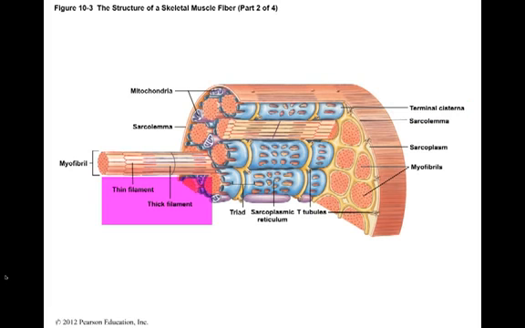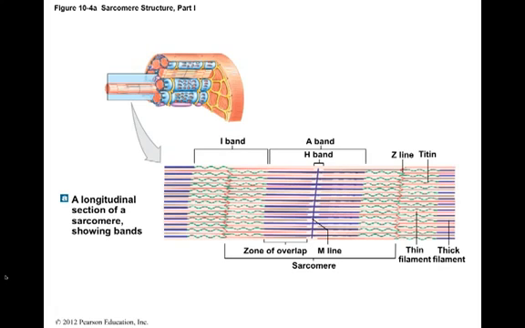The thick and thin filaments of the myofibril are organized into repeating functional units called sarcomeres. Sarcomeres are the smallest functional units of the muscle fiber. Interactions between the thick and thin filaments of sarcomeres are responsible for muscle contraction. One myofibril consists of approximately 10,000 sarcomeres end to end.